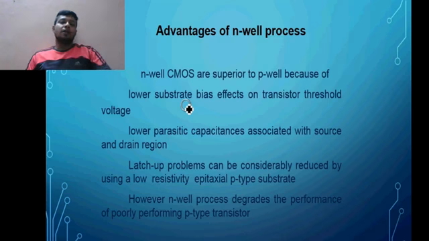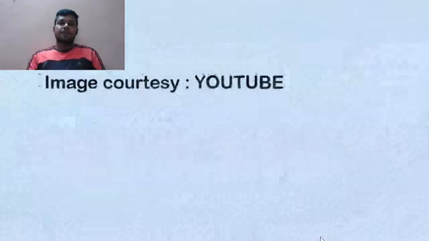But the annealing process degrades the performance of poorly performing P-type transistors.